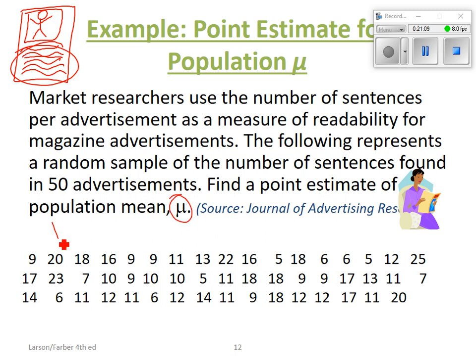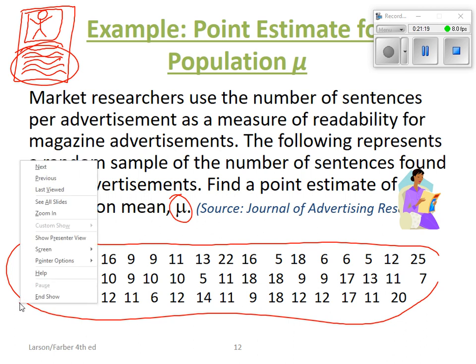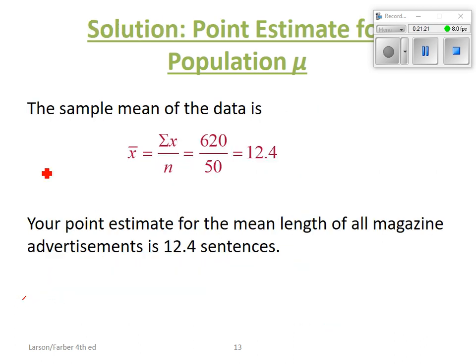So we're going to find X bar again. What would we do with all these to find X bar? Go to the list, add them all up, and then divide by how many of them there are. And I'm not going to make you do this one, we're just going to do it together. I added them all up and I got 620, and there were 50 of them, they told us that. So the average has about 12.4 sentences.